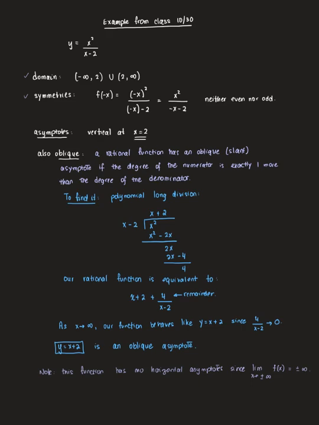We also knew that there was a vertical asymptote at x equals 2, since that's not in the domain, and 2 would make the denominator equal to 0. And then we learned about oblique asymptotes. So a reminder that a rational function has an oblique or a slant asymptote if the degree of the numerator is exactly one more than the degree of the denominator. And if that's the case, the way to find it is to do polynomial long division.